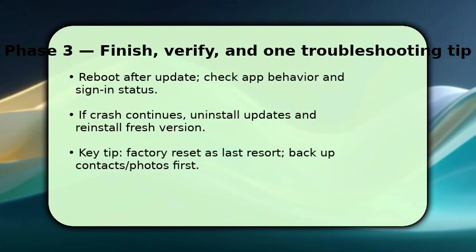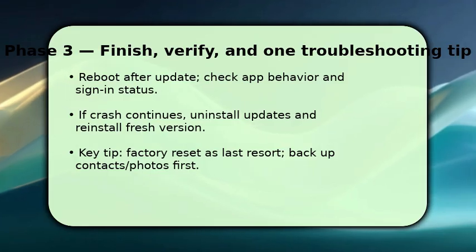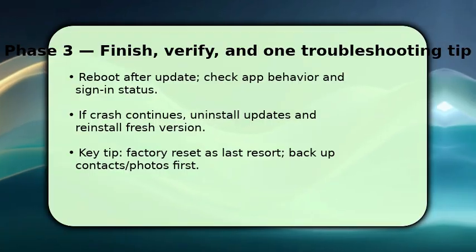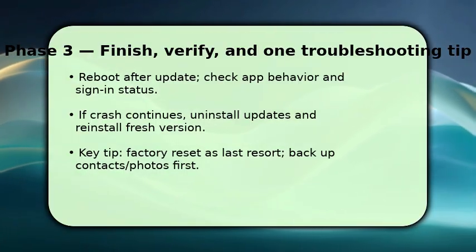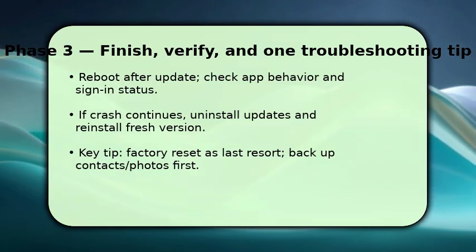To finish, reboot your phone after a successful update and open YouTube to confirm playback and sign in. If problems persist, uninstall YouTube updates in Settings and reinstall. That reverts broken components. As a final step, consider a factory reset only if nothing else works.